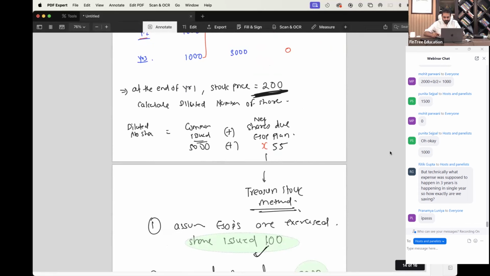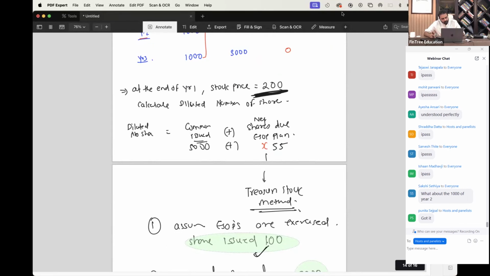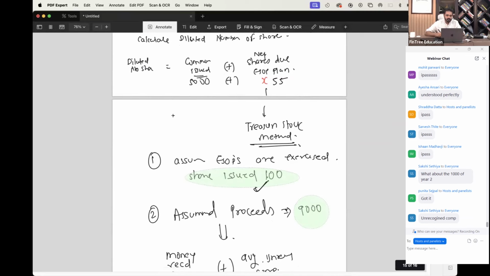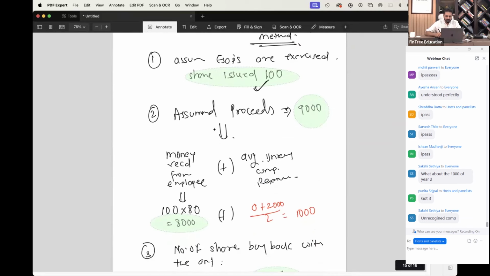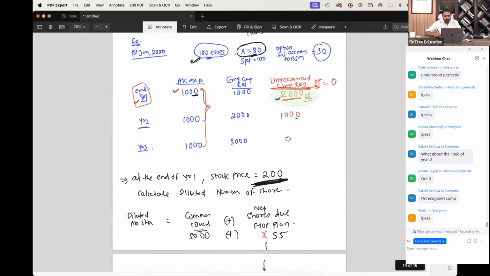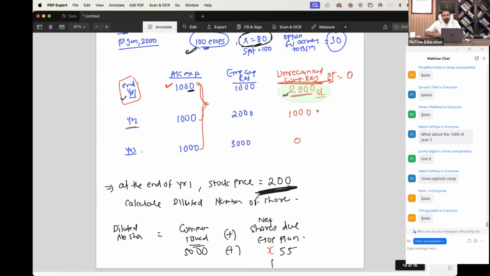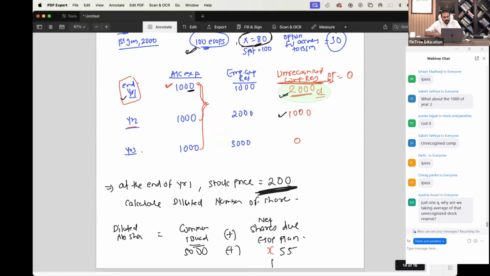What about the 1,000 of year 2? In year 2, we again show 1,000 as expense. Actually, this is a what-if scenario. This is not actually happening. So for year 2, what will be the average unrecognized comp reserve? It will be an average of 2,000 and 1,000, which is 1,500. In year 3, what will be the average? 1,000 and 0, so 500.